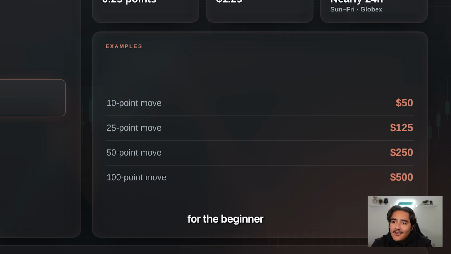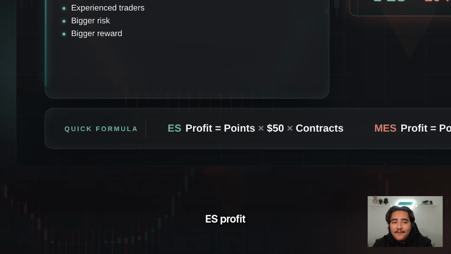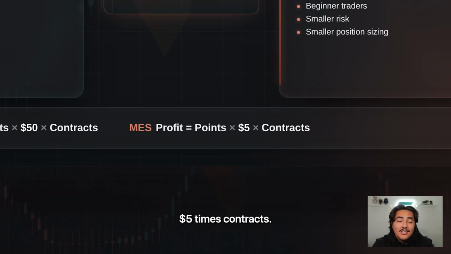This is better for the beginner traders, smaller risk, smaller reward, but there's also smaller positioning size, so you can keep that account longer and learn how to trade using micros, in my recommendation. Again, it is the same market, same chart, same price movement, just the risk is a little bit different. If you want the formula, ES profit is equal to points times $50 times contracts, while MES profit is equal to points times $5 times contracts.